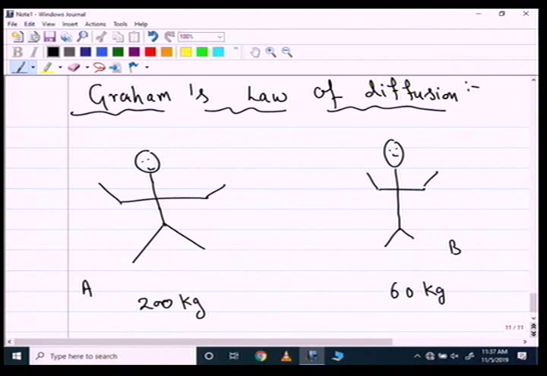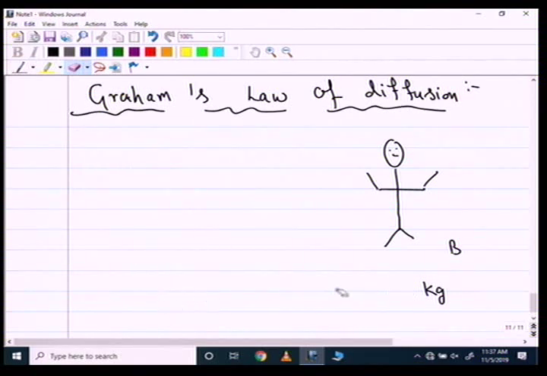Okay, very good. So that's what is said by Graham. It simply said that the heavier gas will move slowly, whereas the lighter gas will move faster. That's what is stated by Graham. So ultimately, we have to learn a few formulas here, and these formulas are saying this statement.